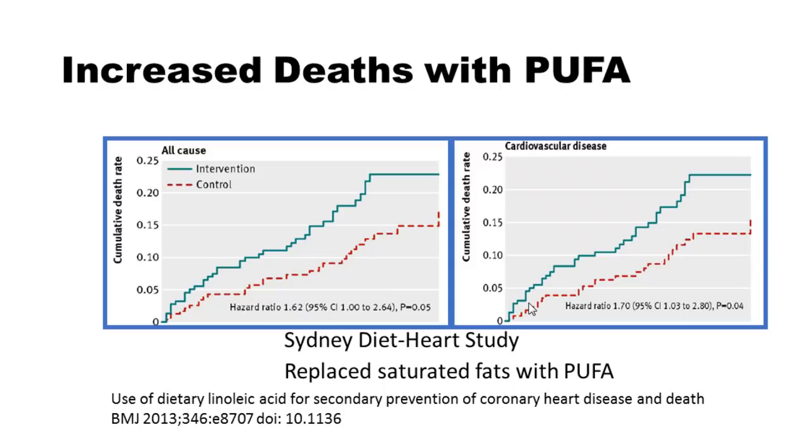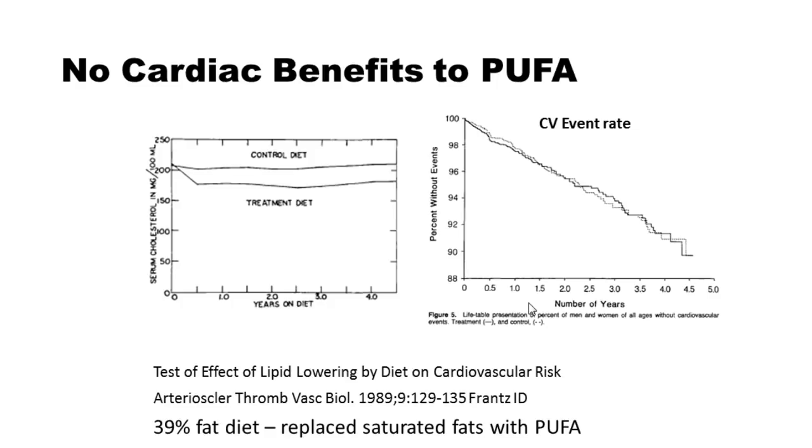But the data to suggest that vegetable oils were beneficial was actually highly suspect. This is from 2013 in the BMJ. If you look at people who were in the Sydney Diet Heart study, those who took a lot more of the polyunsaturated fatty acids, which is that intervention group, they actually had more cardiac deaths, not less. So switching to vegetable oils looked sort of harmful.